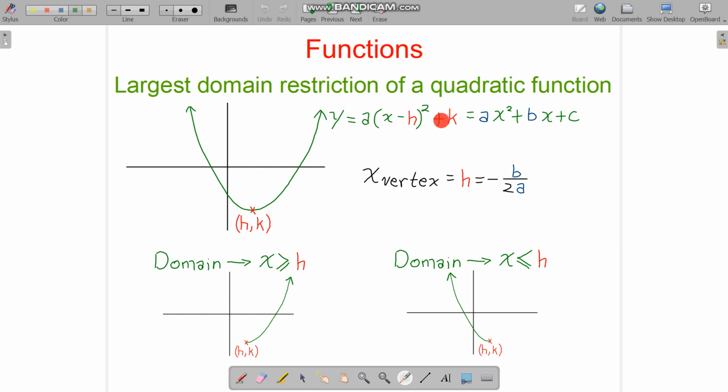This is in the vertex form. We have h comma k, the vertex, or in general form we can find the x value of the vertex using minus b over 2a. So if the domain is x is bigger than h, where h is the x value of the vertex here, this is the largest possible domain. If x is smaller than something, then we use the left part.